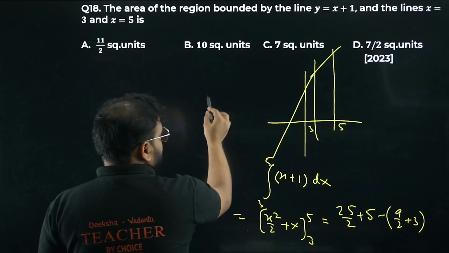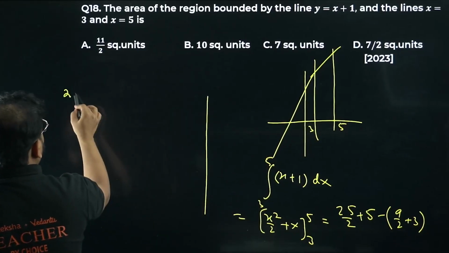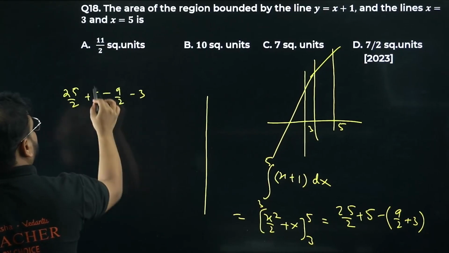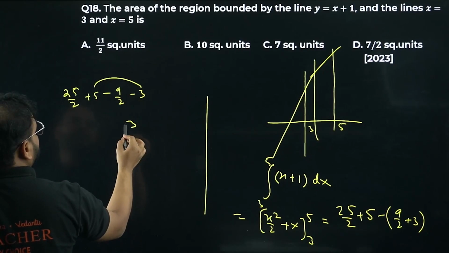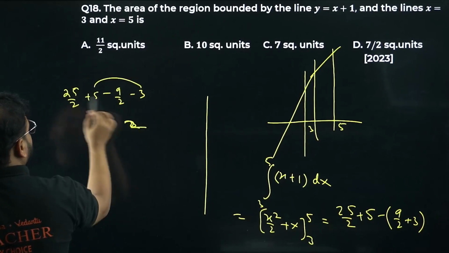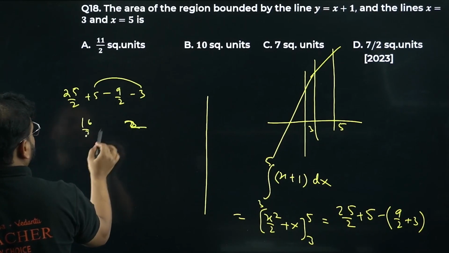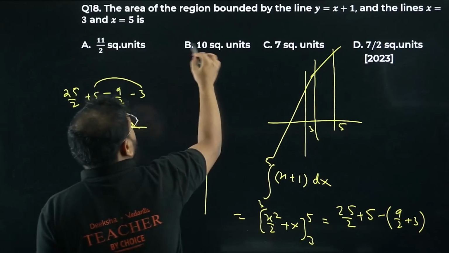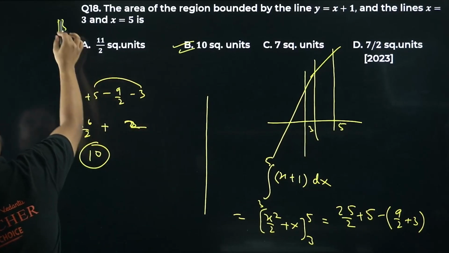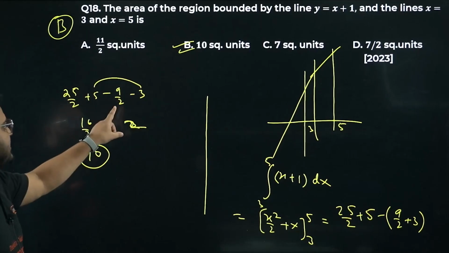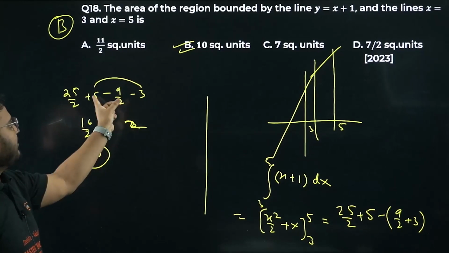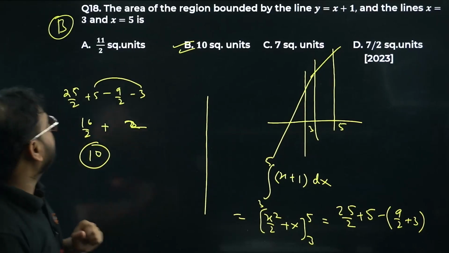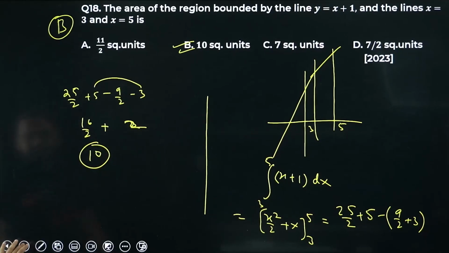So I'll have the answer over here, 25 by 2 plus 5 minus 9 by 2 minus 3. I get 5 minus 3 as, please check, simply 2, and 25 minus 9, so 16 by 2, plus 2. I get 8 plus 2 as 10. Option B is correct. 25 minus 9 is 16, so 16 by 2 is 8, and 5 minus 3 is 2, so 8 plus 2 will be 10. Answer is B. 18th is done. 19th now.